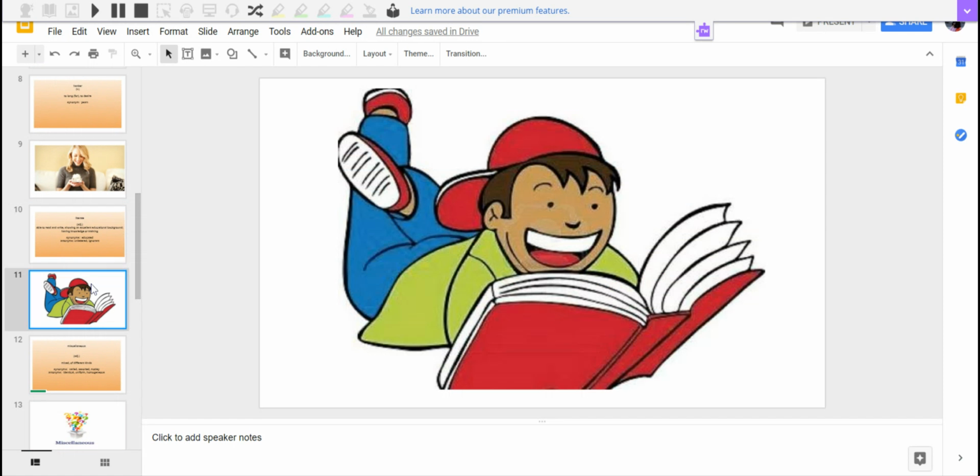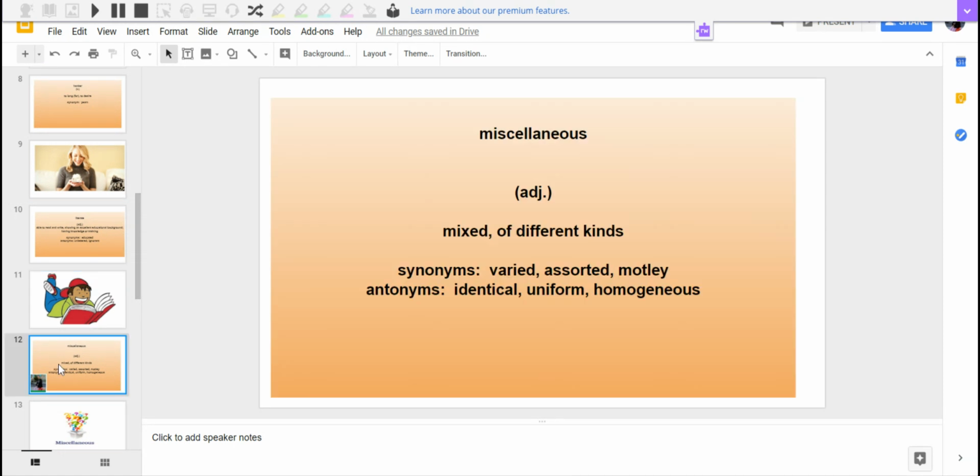And of course, my picture is of a boy reading a book. Miscellaneous. Miscellaneous is an adjective. It's another describing word. Okay, remember, adjectives describe nouns and pronouns. Miscellaneous means mixed of different kinds. So like miscellaneous chairs, miscellaneous clothes, miscellaneous food or candy.